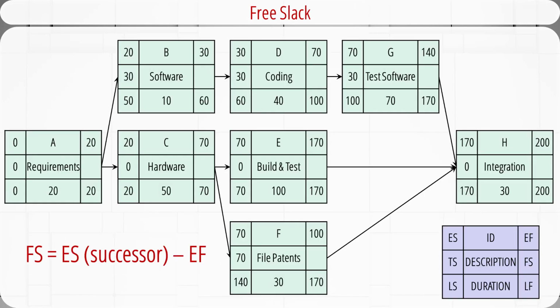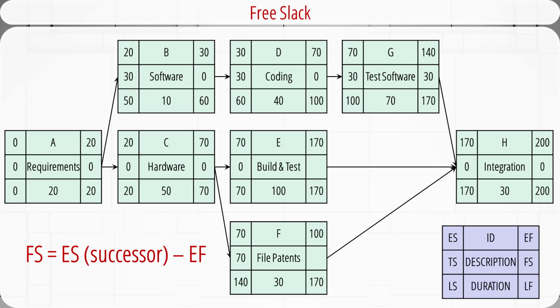The smartwatch development project network has only one merge activity, which is H. So only G, E, and F may have free slack. Therefore, we write free slack equals 0 for all other activities.